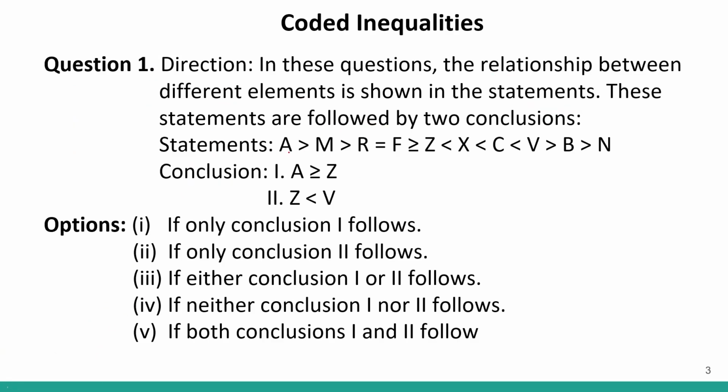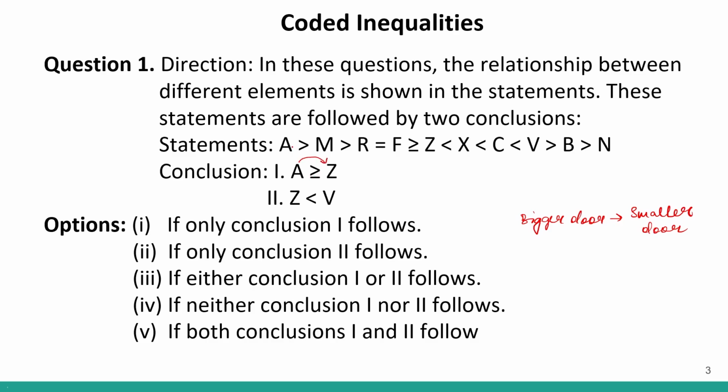The statement says that this relationship between A, M, R, F, Z, X, all these different elements is given to us. Based on this, we have two conclusions and we have to determine whether these conclusions are true or not. So over here, I told you that we move from the direction of the bigger door to the smaller door, correct? This we discussed in the previous lecture, bigger door to smaller door. So we will do the exact same approach over here. Over here the bigger door is towards A. So we will move from A towards Z, correct?